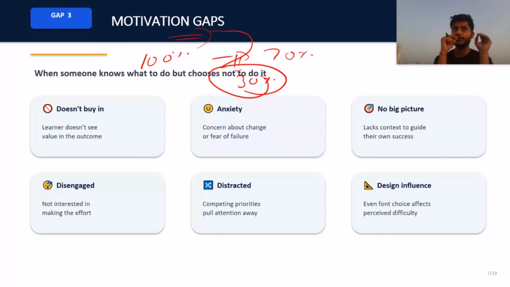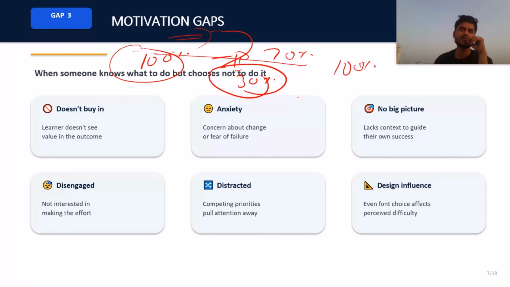So in this case, making training material or providing them training won't help because the gap is not about training at all. It is about the motivation. It should be about their appraisal. If you provide the appraisal, earlier they were working like stars, they will soon again start at 100%. So that is a motivation gap.